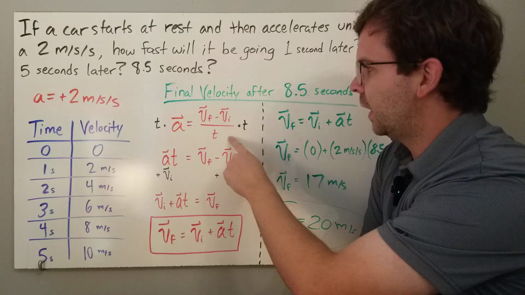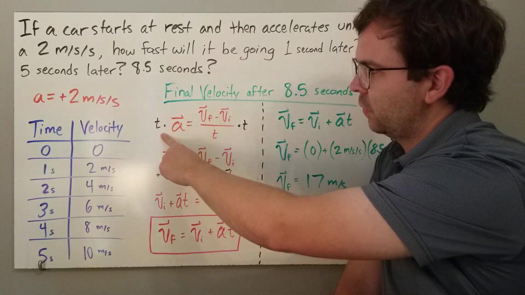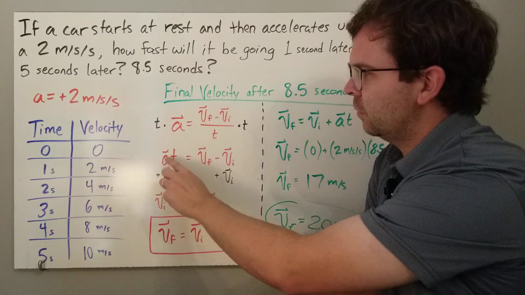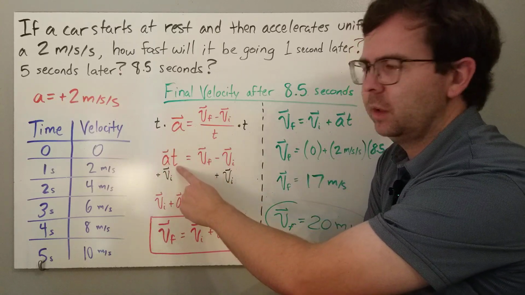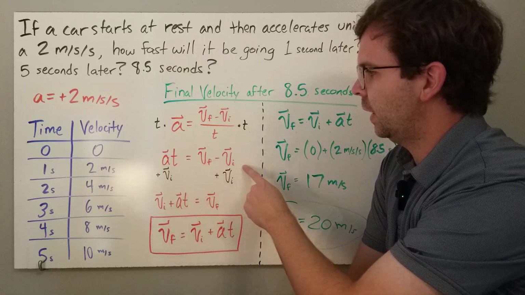By doing that, we cancel out the t's here, but we end up doing the same thing to the other side here, t times a. We usually rewrite that with the time always coming at the end. So that's going to be acceleration times time equals vf minus vi.